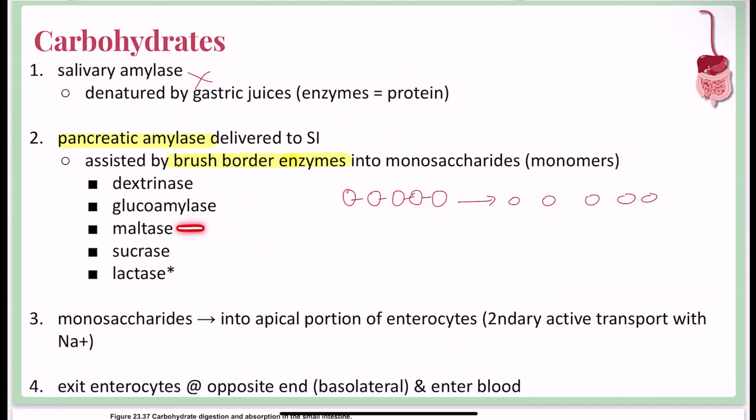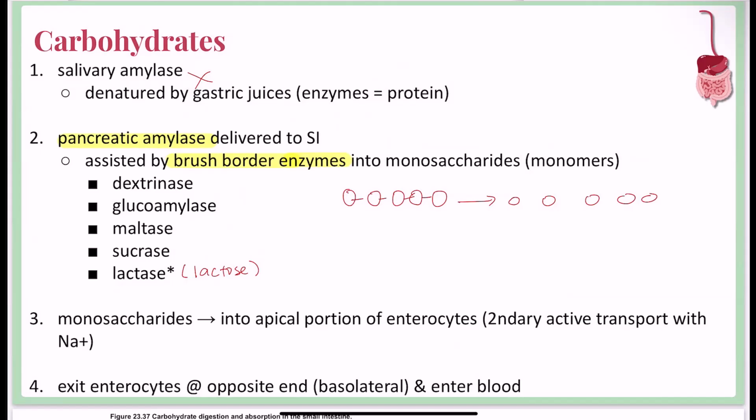So for example, maltase breaks up maltose, that sugar maltose. Sucrase breaks up sucrose, table sugar. Lactase breaks up milk sugar, lactose. So folks who are lactose intolerant lack this lactase enzyme, which means we can't break up that lactose sugar.